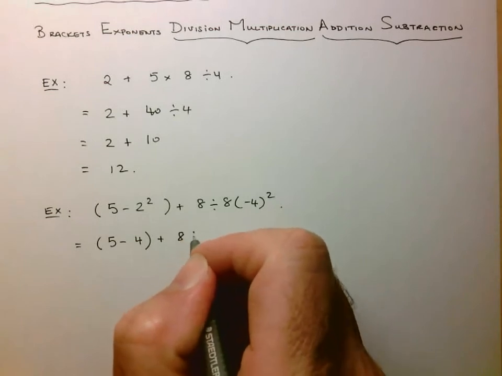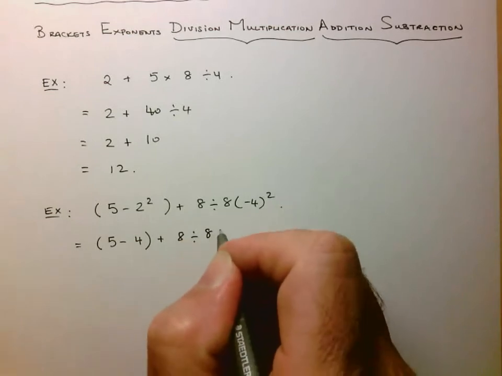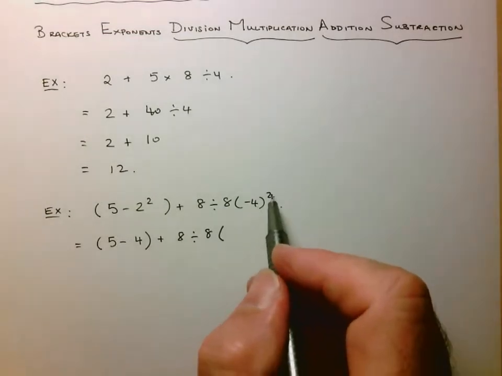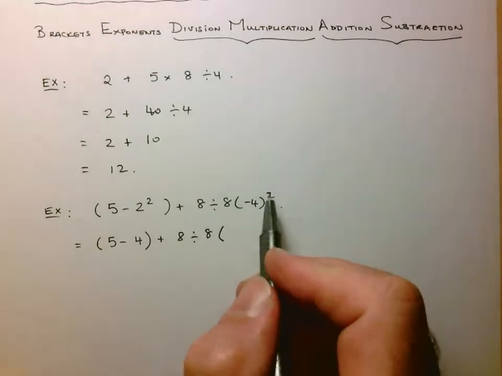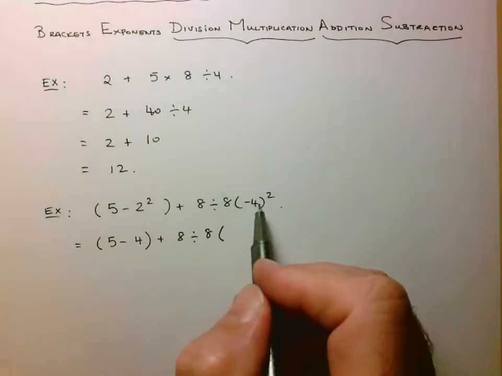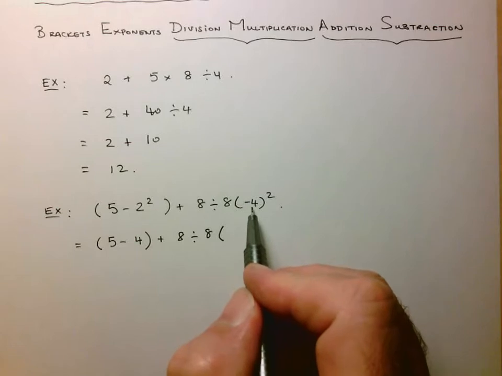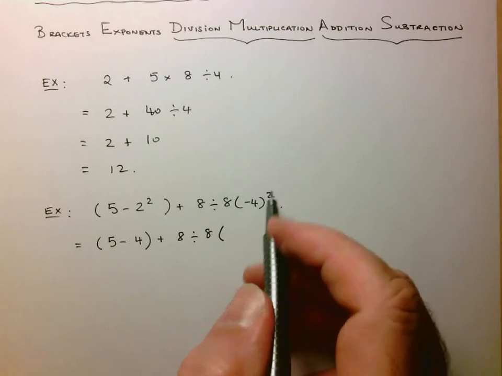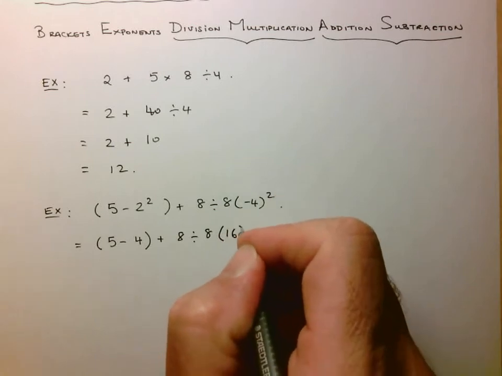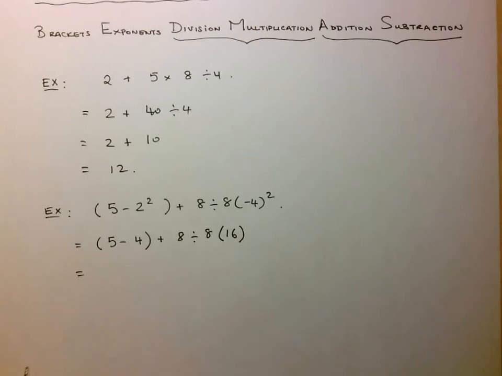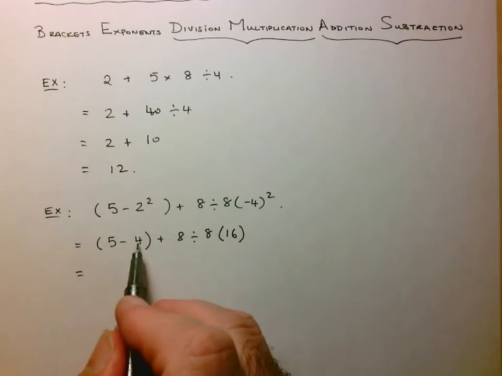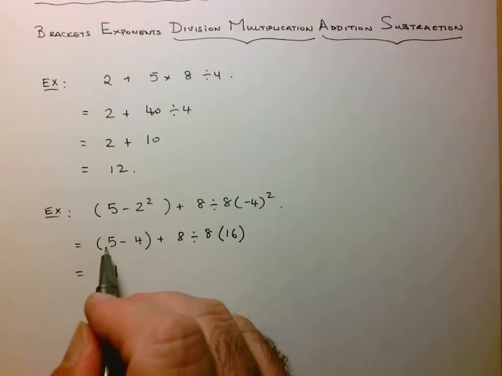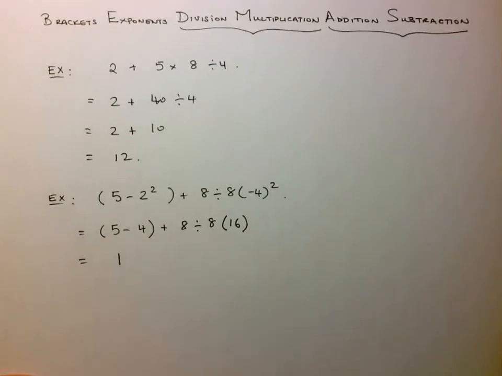So this division is going to have to wait, and this multiplication is going to have to wait. Now we have negative 4 squared. Here this exponent applies to everything inside the bracket. So you've got to think of this negative 4 being squared, so negative 4 times negative 4 is going to give me positive 16. Now let's finish off the bracket. We have 5 minus 4, which is just 1. Now that I've evaluated everything in the bracket, I can eliminate the bracket. I don't need it any more.